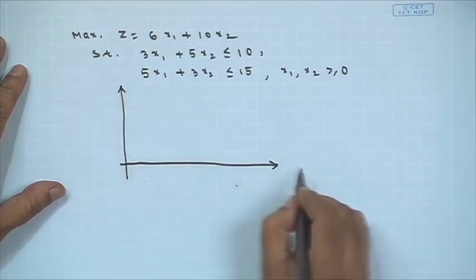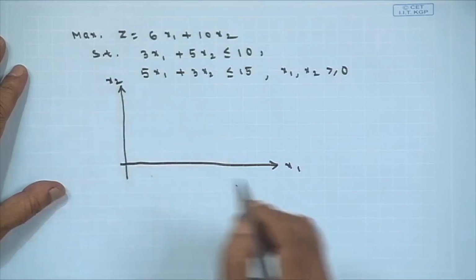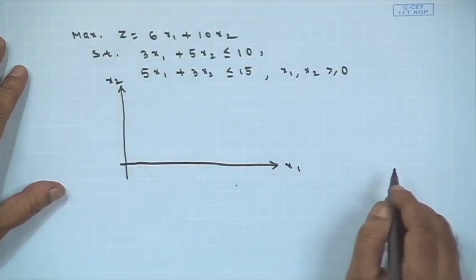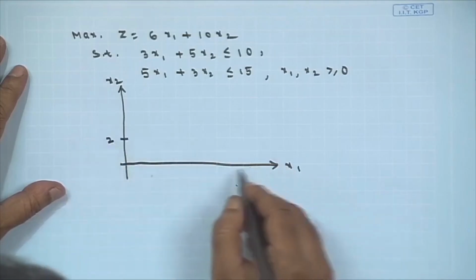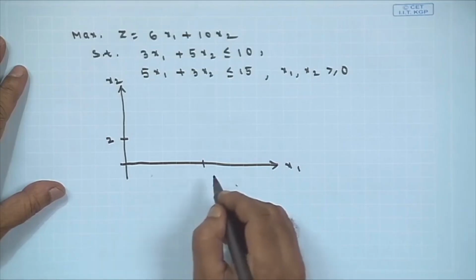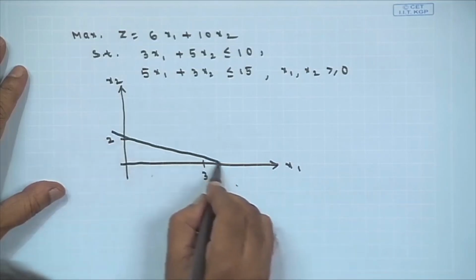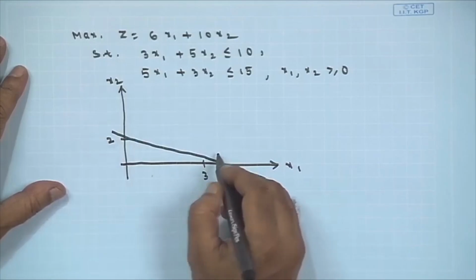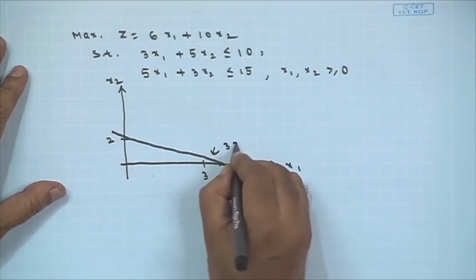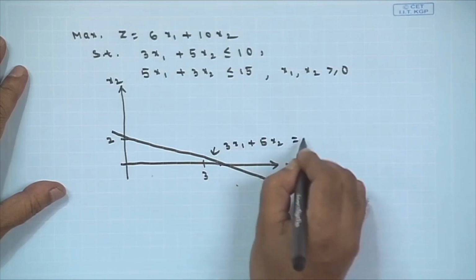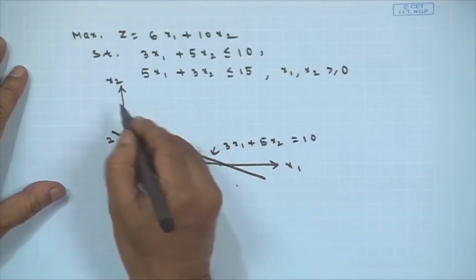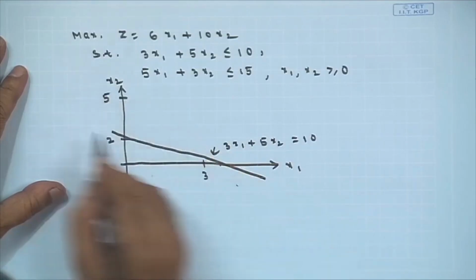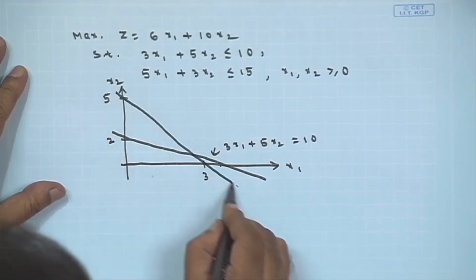So, this is x 1, this is x 2. So, there will be one line which will be crossing here, say this is 2, and somewhere here it will be there. If it is 3, it will be little above 3. So, it will be something like this. So, this is the line 3 x 1 plus 5 x 2 equals 10. The other one is 5 x 1 plus 3 x 2 equals 15. So, it will go through 3 and the point 5. So, that if you see, it will be something like this.